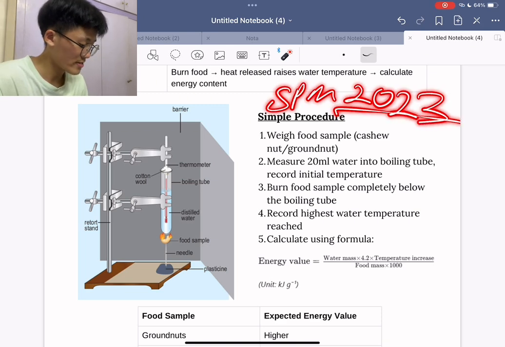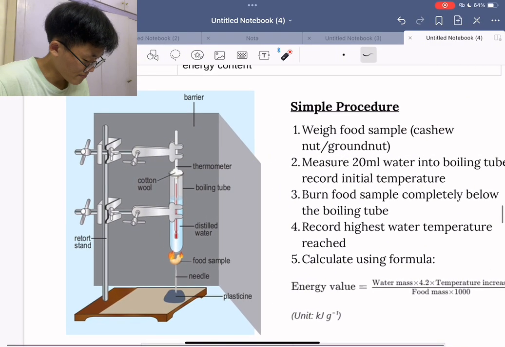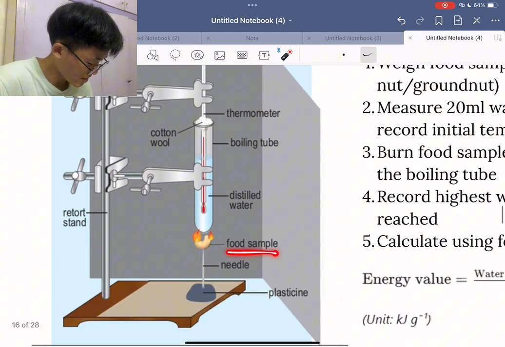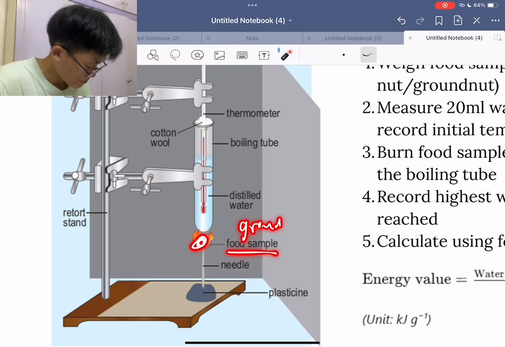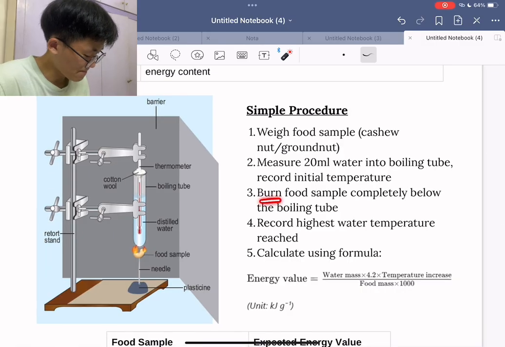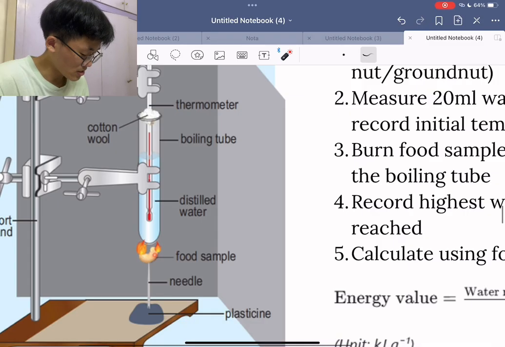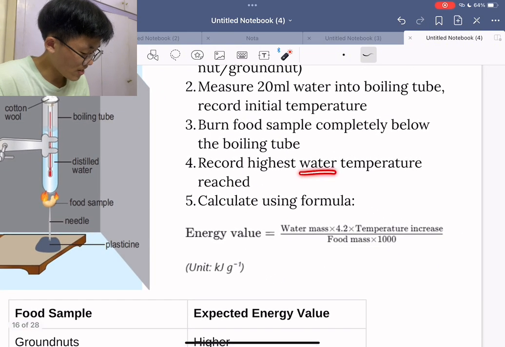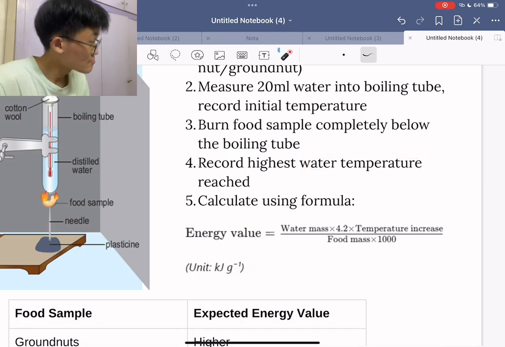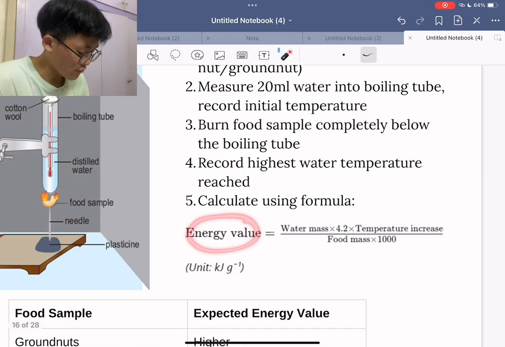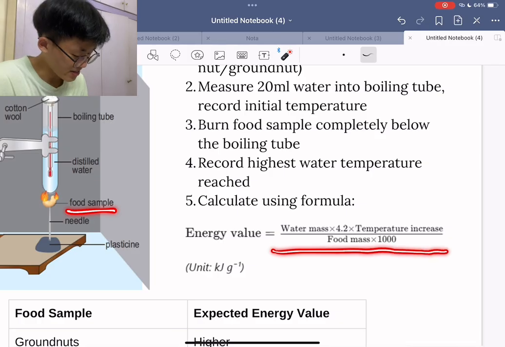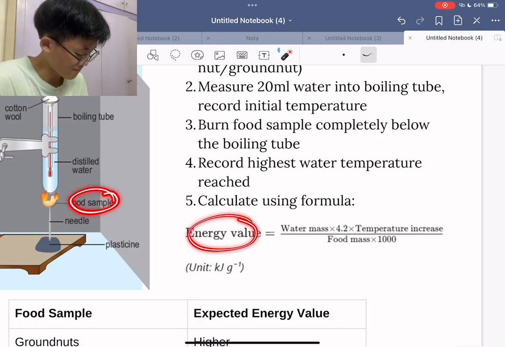2023. So this is a food sample. For example, you take a groundnut, you put it on top of the needle, you stick it on, and then what do you do? You burn the food sample. You burn the food sample under the boiling tube. After it burns, there's fire, and this fire will heat up the distilled water. And then you measure the water temperature, and then you can find the energy value of the food sample using this formula.